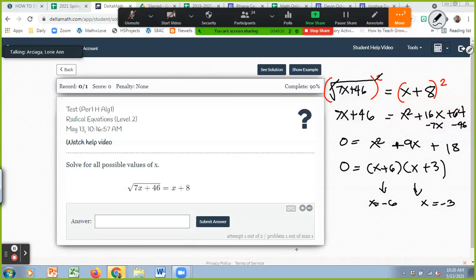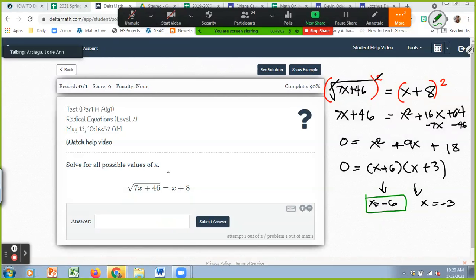Now we're going to try again. Yep, we have to try again. If this is negative 6 plus 8, then this becomes 2. Now I have to get 2 on the other side. If I put negative 6 here, that will be negative 42 plus 46, which is the square root of 4, so 2 is equal to 2. So we will accept negative 6 as an answer, right? But what if you have negative 3?